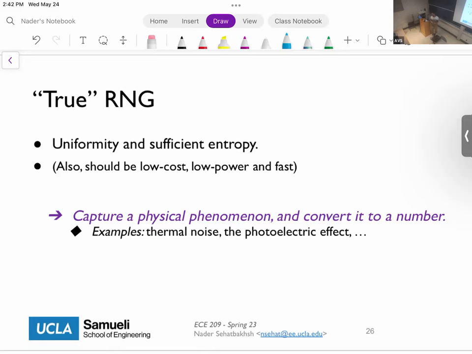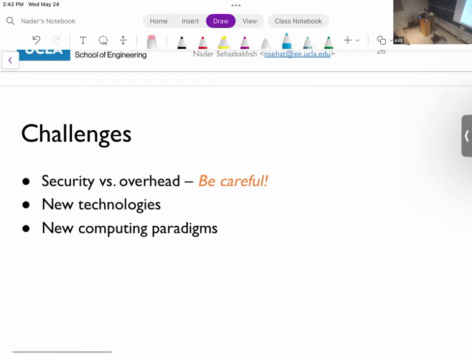Things like thermal noise, the photoelectric effect, and quantum effects are what you typically use when building a true random number generator in hardware. There are various interesting ideas for how to build one, but typically they are based on some true source of randomness that you can create. We have to be very careful, because things like linear feedback shift registers are not useful for true random number generators. These are pseudo random number generators, not true random number generators. So be careful about what we are using.